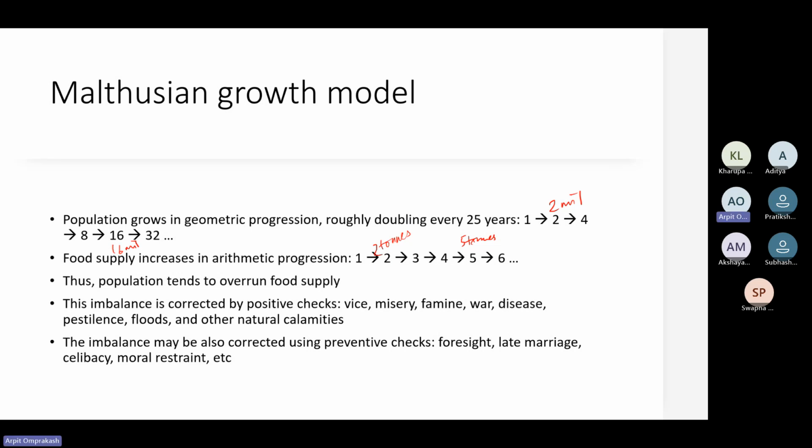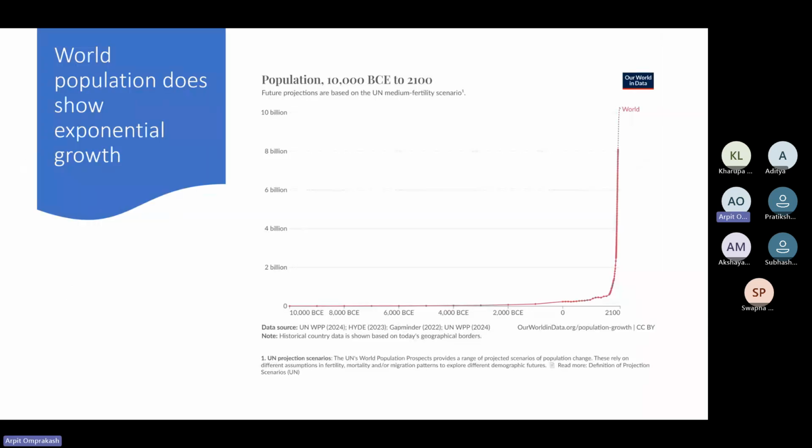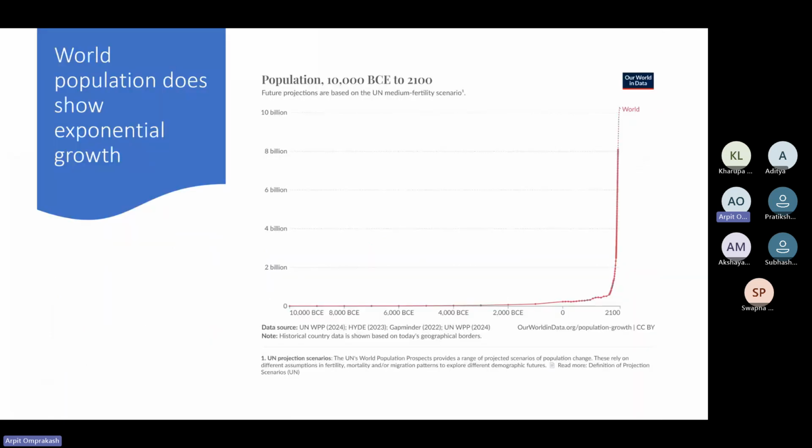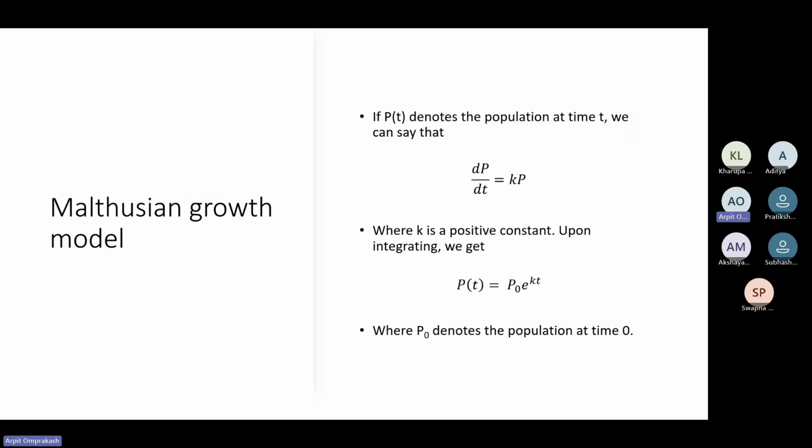So this is what Thomas Robert Malthus told long back. But is this true? Is what people tried to figure out. And we have seen that the population does show exponential growth, as Malthus pointed out. So basically, what he's saying is that two individuals become four, four becomes eight, eight becomes 16, 16 becomes 32.